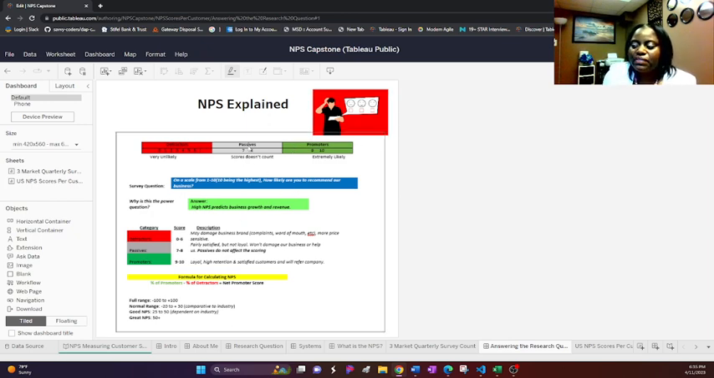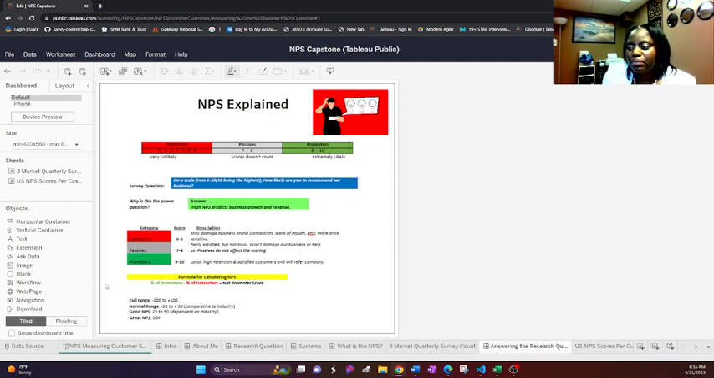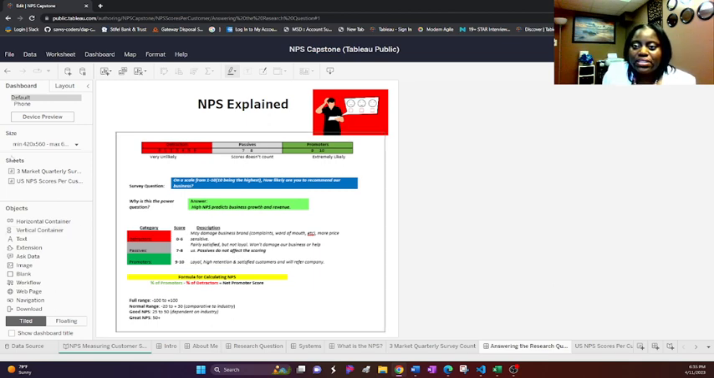Now the passives are 7s and 8s. If they rate a 7 or 8 on the survey, these scores are typically not counted. This is pretty much saying that the customers are fairly satisfied, but not loyal. They won't damage the business or help it. So that's why they're not counted. Now the aim is the 9s and 10s on these surveys. This means that these are our loyal customers.